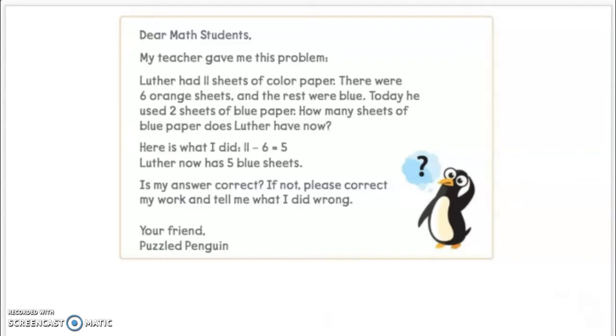All right, so I want you to think about what you would say to our friend Puzzled Penguin. What did he do wrong in this problem? And what would you do to correct it? If you need a second, pause the video and think about what you would say to him and how you would solve this problem. All right, I hope that you took a second to pause the video and solve that problem for yourself. I'm going to show you how I would solve this problem.